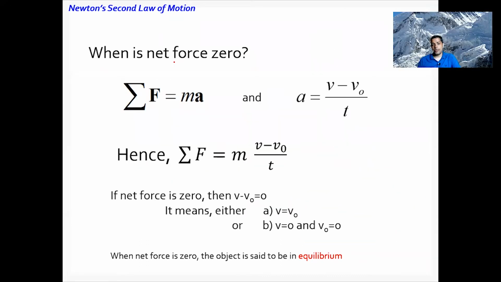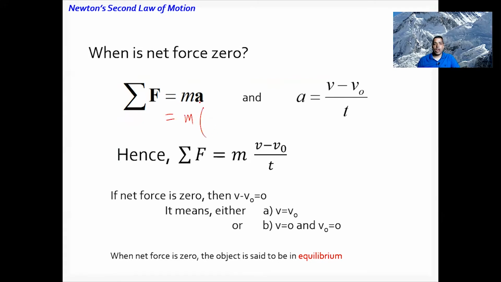In this case, we'll be talking about when the net force is zero, and when the net force is zero, what is that condition called? So this is what we are going to talk about in this slide. So when I say force, summation F equals ma, right? So this guy is zero. That's what we are seeking. When the net force is zero, it means this is zero.